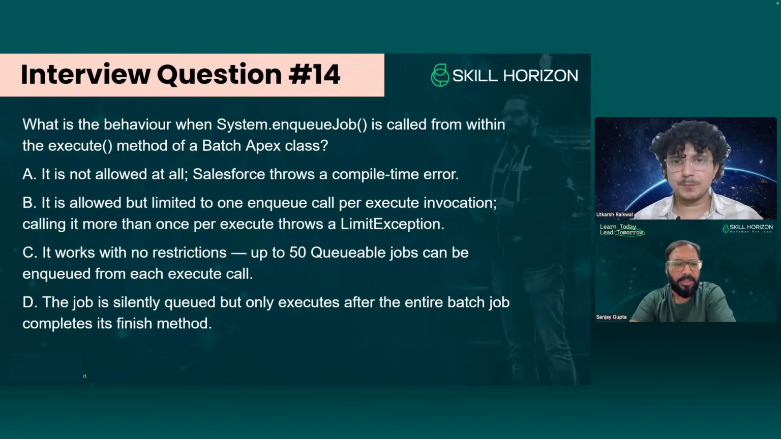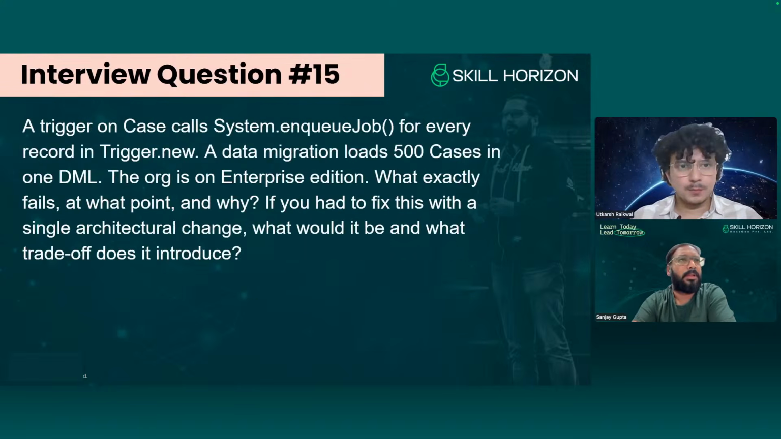So next question. A trigger on Case calls System.enqueueJob for every record in Trigger.new. A data migration loads 500 cases in one DML, right? The org is on Enterprise Edition. What exactly fails, at what point, and why? If you had to fix this with a single architectural change, what would it be, and what trade-off does it introduce?